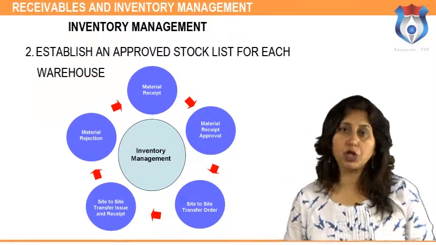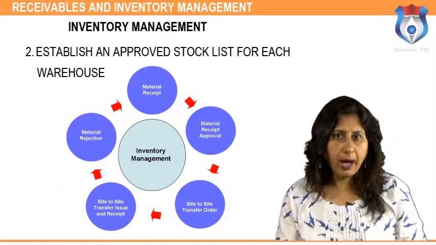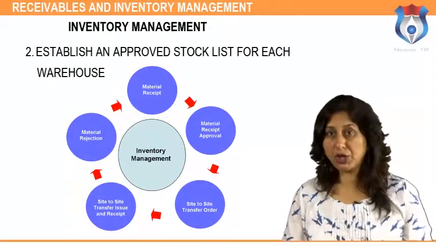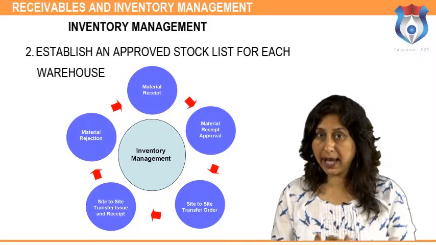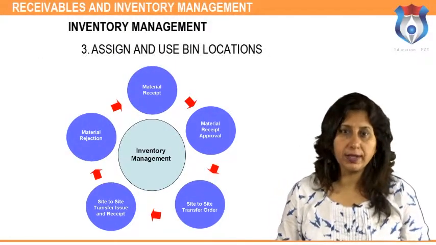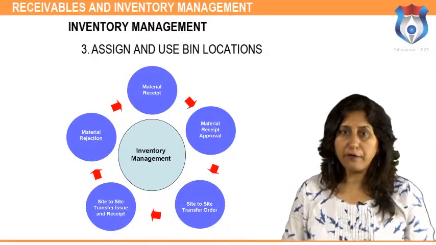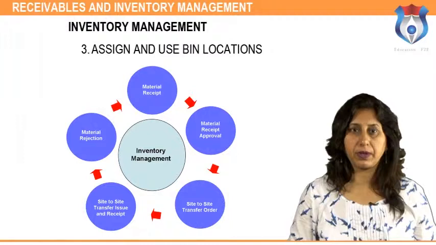Establish an approved stock list for each warehouse. Order only the amount of non-stock or special order items that the customer has committed to buy. Assign and use bin locations. Assign primary and surplus bin locations for every stocked item.